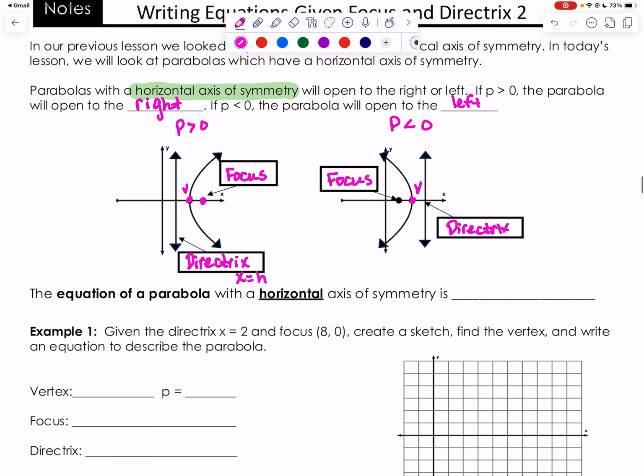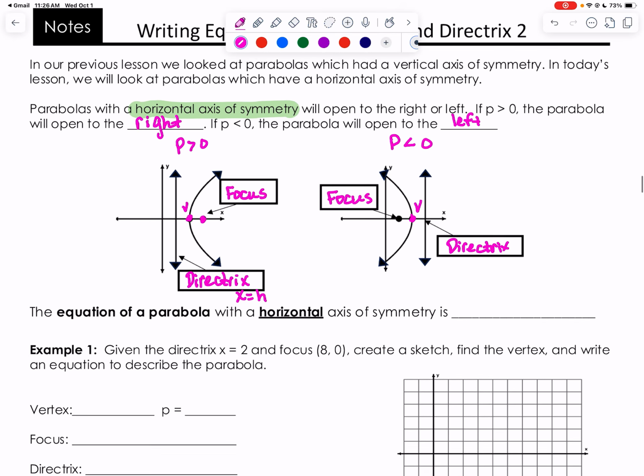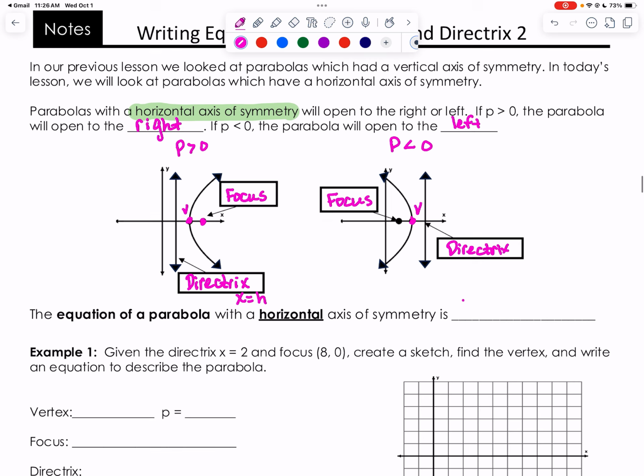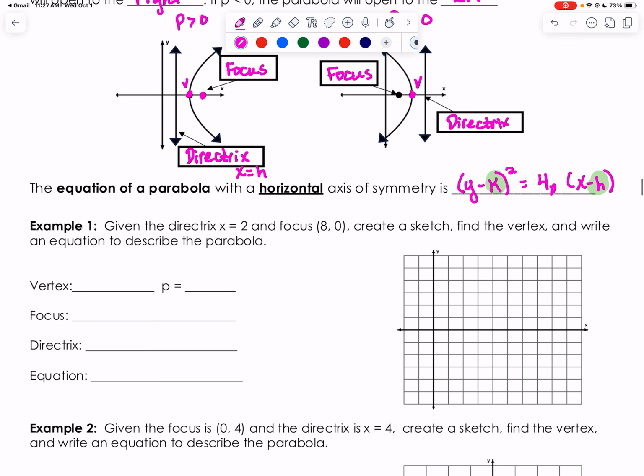Now, the equation of a parabola with a horizontal axis of symmetry is y minus k quantity squared is equal to 4p times the quantity x minus h. Now, what I want you to notice here is the h goes with the x and the k goes with the y. So you always want to keep your h value with your x and your k value with your y. Now, this will make more sense when you look at a couple of examples.